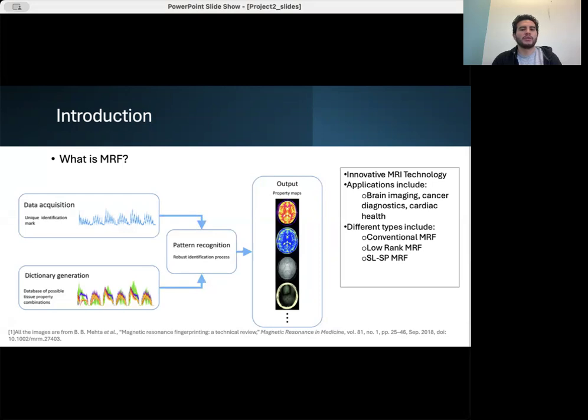Depending on its applications, there are different types of MRF that can be used, including echoplanar imaging MRF, spiral MRF, MRF ASL, which is used for arterial spin labeling, and hybrid MRF, to name a few. But our presentation will focus on conventional MRF, fast low rank optimization reconstruction, FLOR MRF, for our low rank MRF, and structured low rank matrix completion and subspace projection, SLSP MRF.